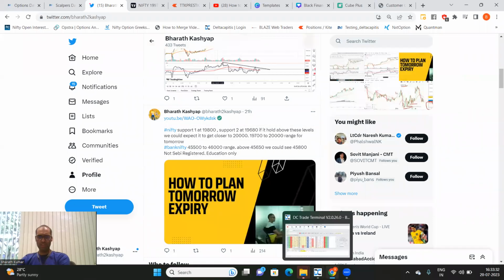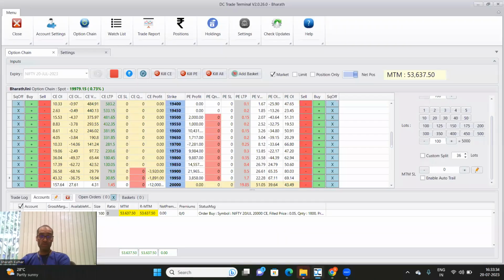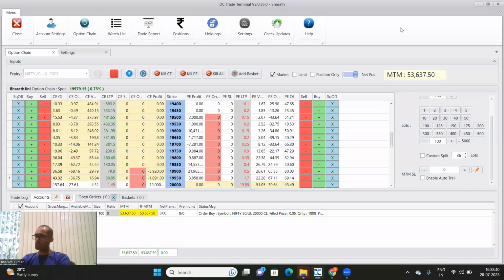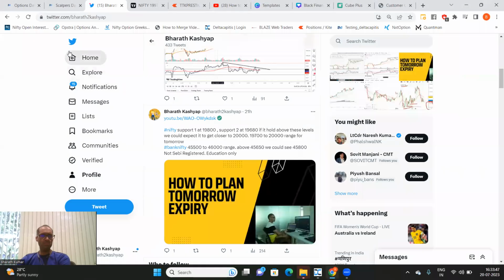As soon as 19,850 broke, I exited all my call positions and just kept selling puts. No hedging, nothing, kept rolling. So my target is very simple: weekly 6-figure is what I'm looking at.